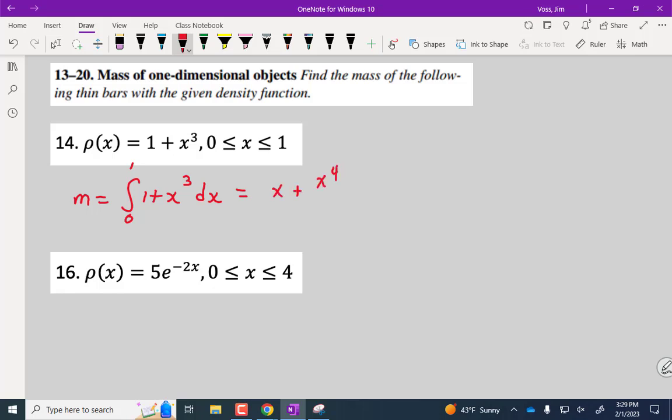Can that be in the exam? Exactly, yeah, sure, no. Okay, so plug in 0, we get 0. Plug in 1, we get 5/4.